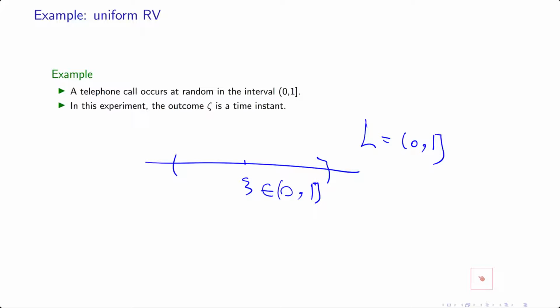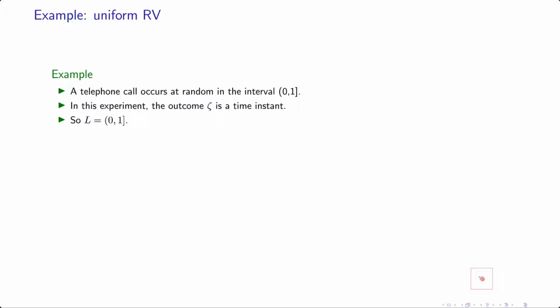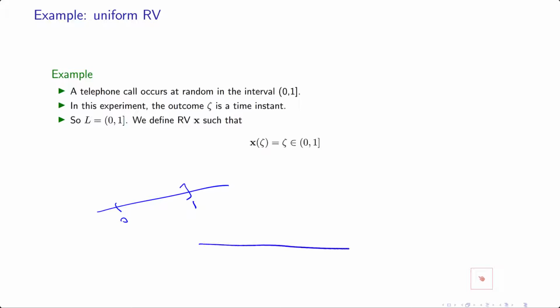Now, we could define a random variable such that X of Xi is equal to Xi, because we said that this is my sample space, the set of real numbers 0 and 1, and I want to define a function here. So if this is Xi, I map Xi to itself. This mapping is my random variable. So this is the identity mapping. So this is a random variable. It has all it needs to be a random variable.